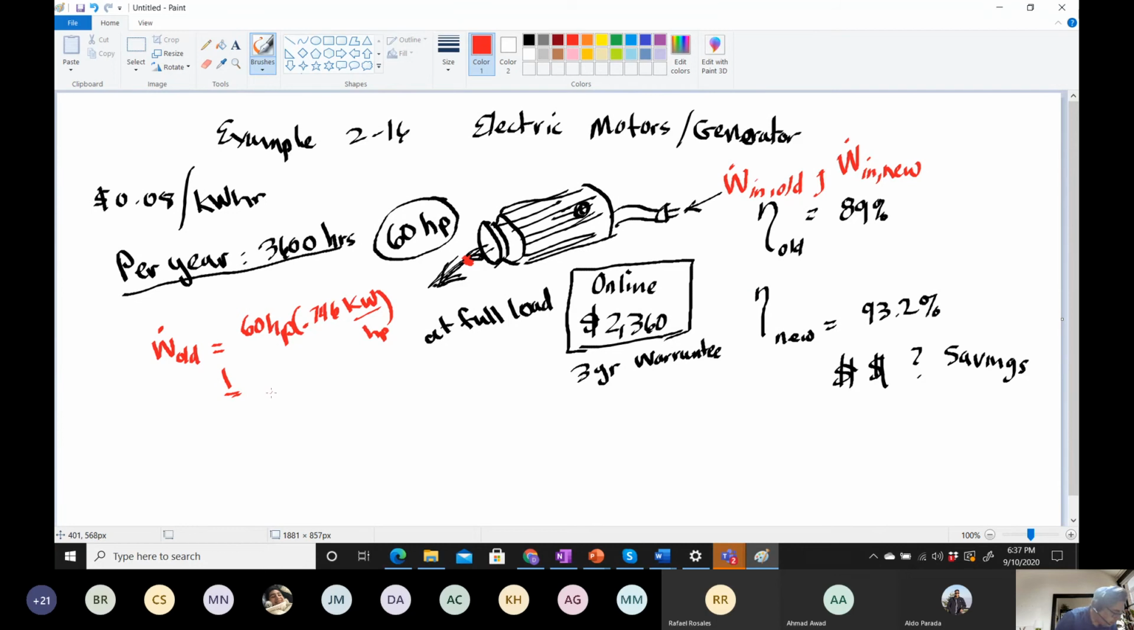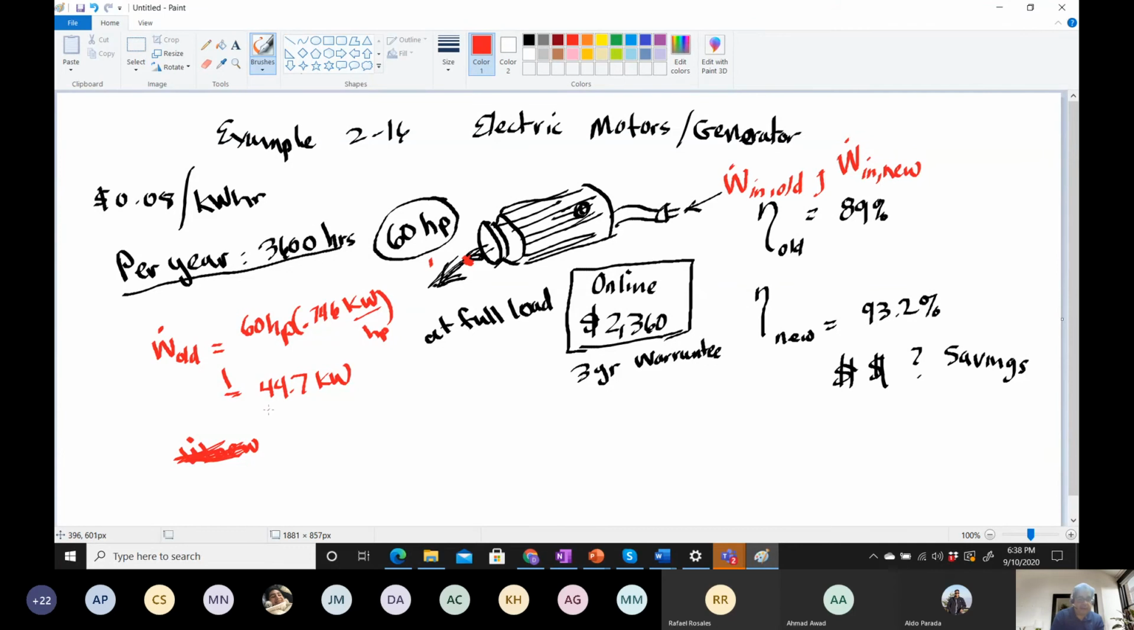I have to go change the page on my, sorry here. 44.7. Thank you. Okay, it's 44.7 kilowatts. Can you do the new one? So actually, no, I'm sorry, this is the total.